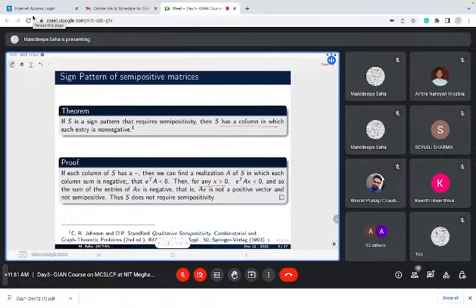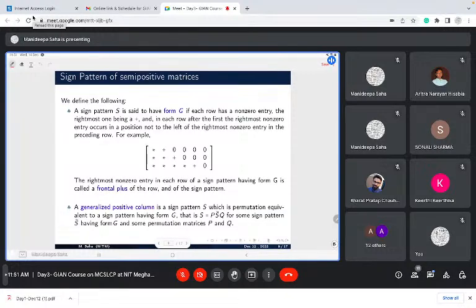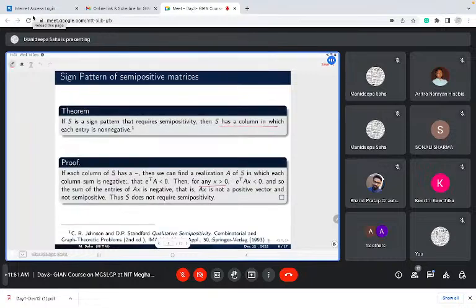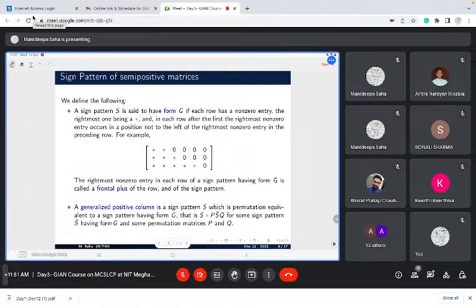So whenever S requires semi-positivity, the sign pattern always contains a column which doesn't contain a negative sign. So that's all. There may be more, because this is not an if and only if condition. This doesn't characterize the sign patterns that require semi-positivity. So for the characterization, I'll require a few more definitions, which will be very, very simple.